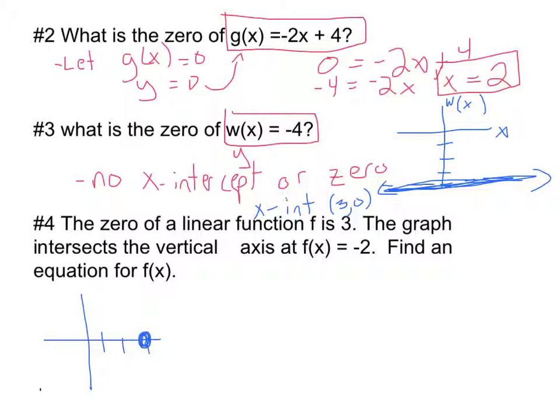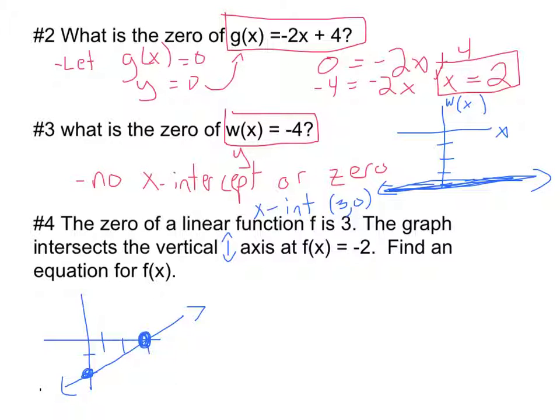Alright, let's keep reading. The graph intersects the vertical. Remember, vertical just means up and down. Axis at negative 2. At y equal negative 2. So go down to 1, 2. Big old dot. And it said it's a linear function. That means this is going to be a line. They said find an equation for f of x. Well, now that we got a picture, this isn't too bad.